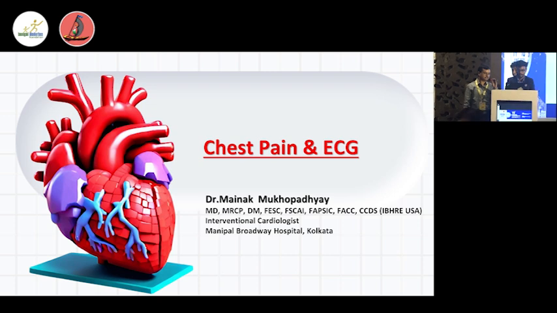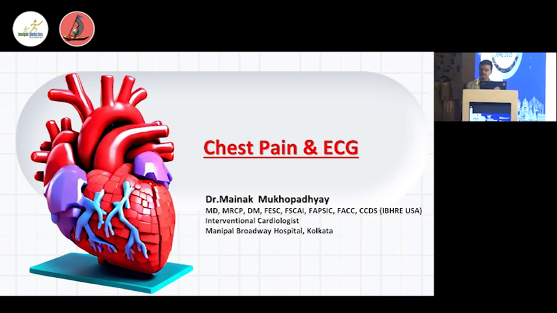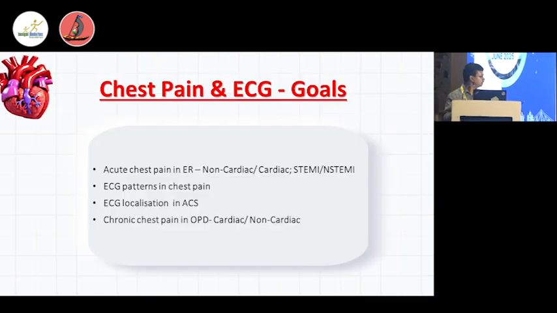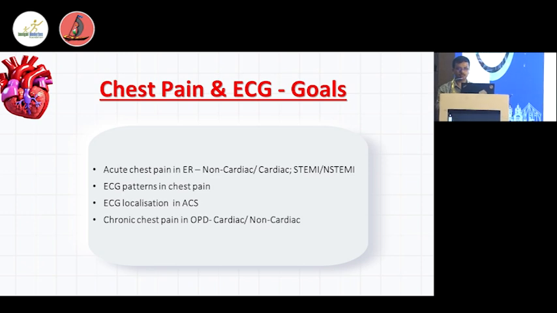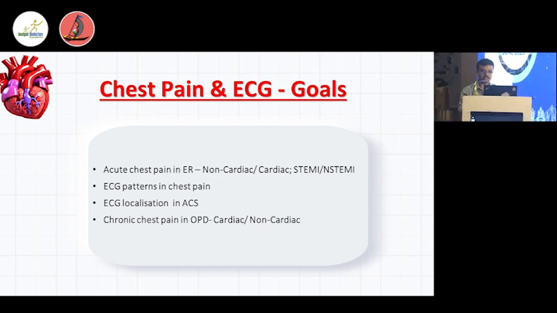So, respected chairperson, I'm going to talk for the next 20-25 minutes on various aspects of ECG findings and its different patterns in chest pain, particularly when a patient comes to our emergency. Our goal of today's discussion will be predominantly on the acute chest pain patient presenting in emergency, how to differentiate between cardiac and non-cardiac, particularly our importance on assessing regarding ischemia and infarction, different ECG patterns in chest pain, and ECG localization in acute coronary syndrome.